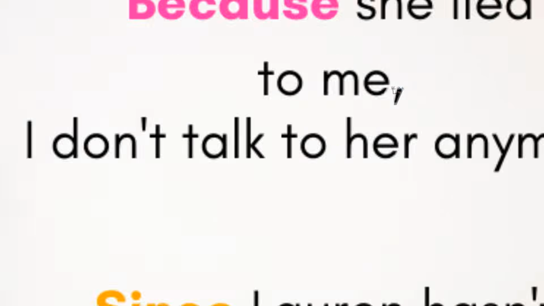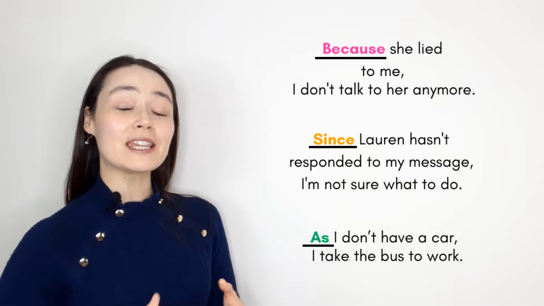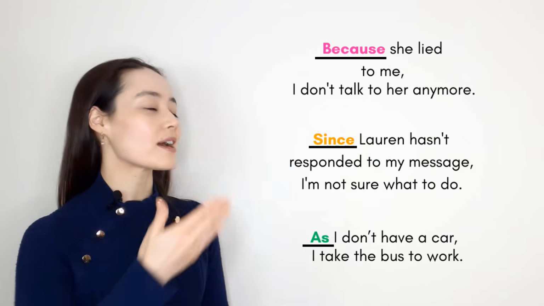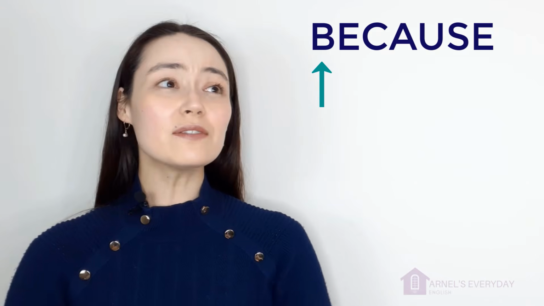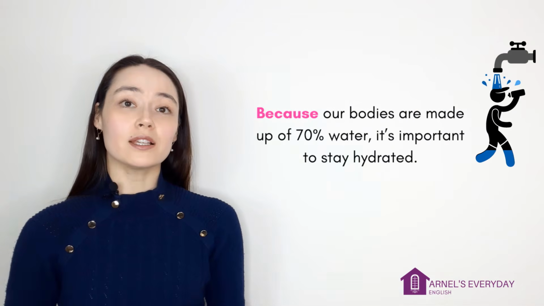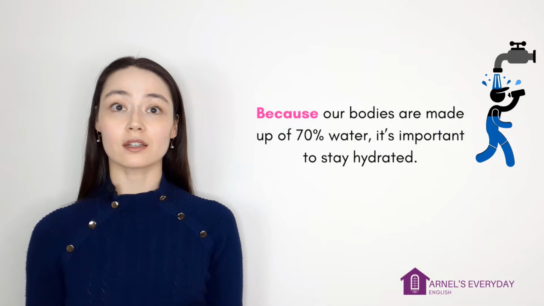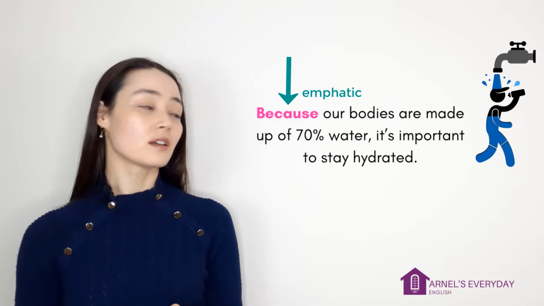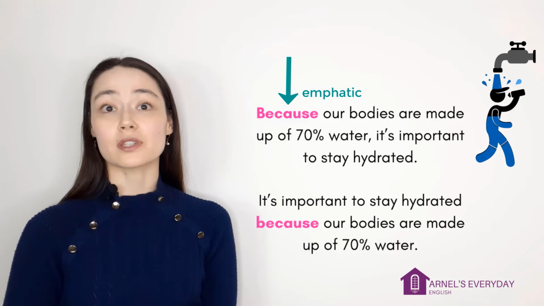Aw, you have a happy little comma waving and saying hi. Okay, if you use because, as, or since at the beginning of your sentence, make sure you have that comma to separate the two clauses. Using because at the start of your sentence gives your reason even more importance. For example, because our bodies are made up of 70% water, it's important to stay hydrated. This is more emphatic than saying, it's important to stay hydrated because our bodies are made up of 70% water.